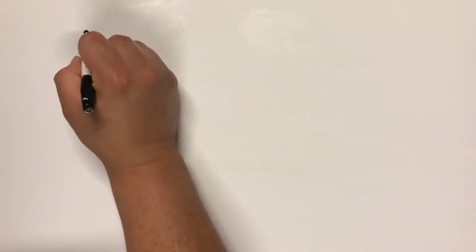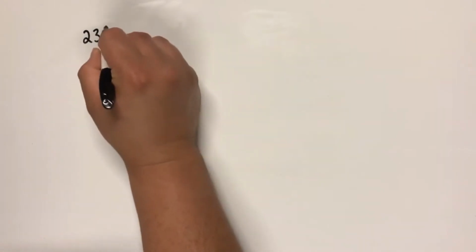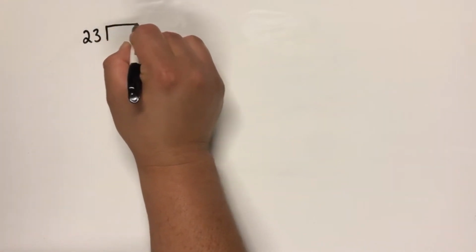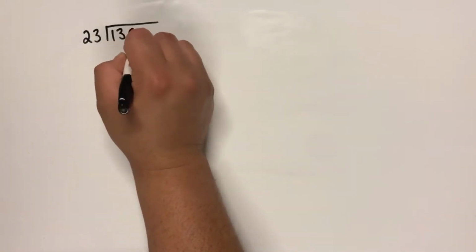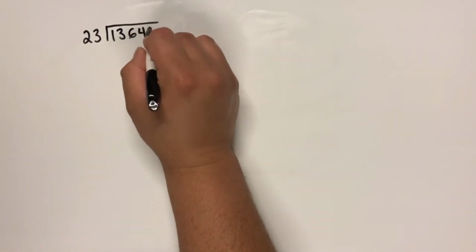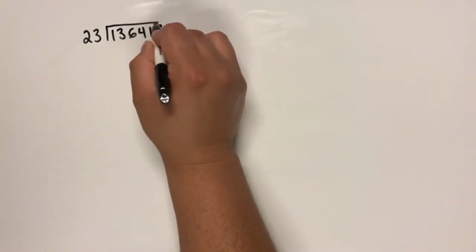Okay, let's do this example. 23 divides, let's go with this number. 1, 3, 6, 4, 1, 3.